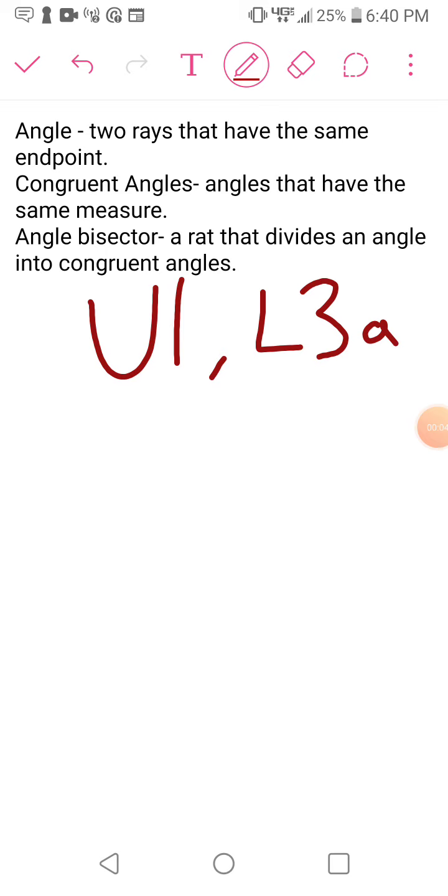Today, we will be looking at Unit 1, Lesson 3A. So, 3A, that means there's going to be a 3B. I don't know if there will be a 3C, but we'll just have to see, because I don't really know exactly what I'm going to do.